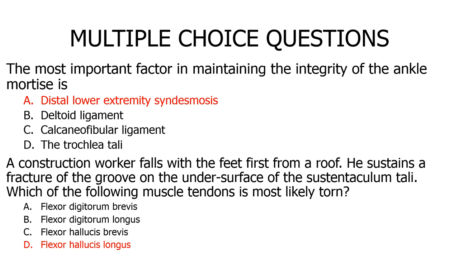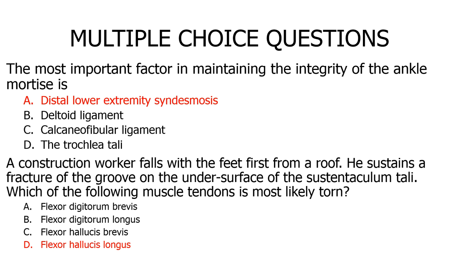On to the multiple choice questions. The most important factor in maintaining the integrity of the ankle mortise is the distal lower extremity syndesmosis. A construction worker falls feet first and has a fracture of the groove on the undersurface of the sustentaculum tali. The tendon likely torn will be the flexor hallucis longus.